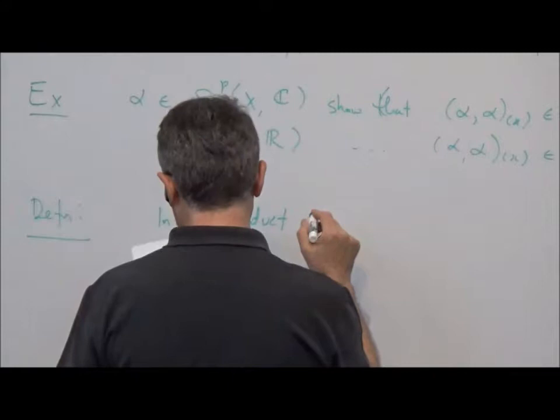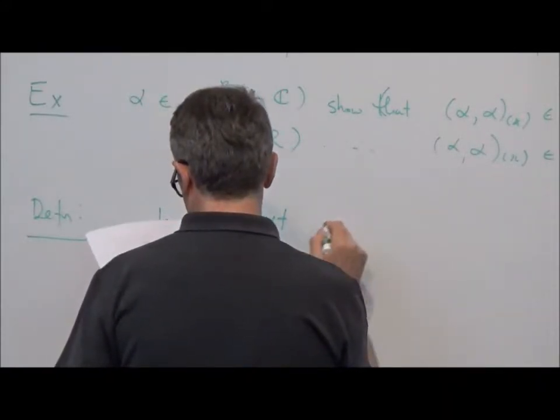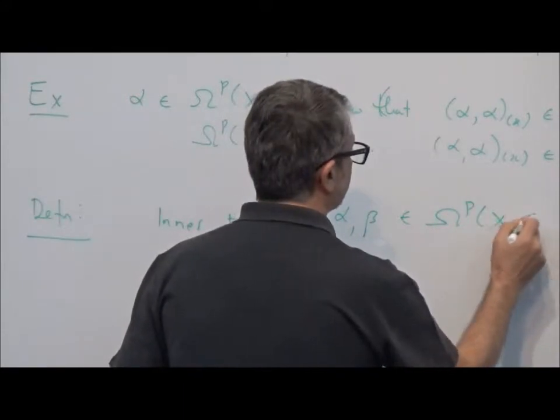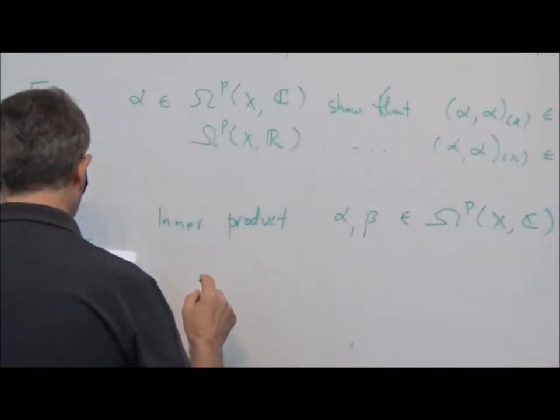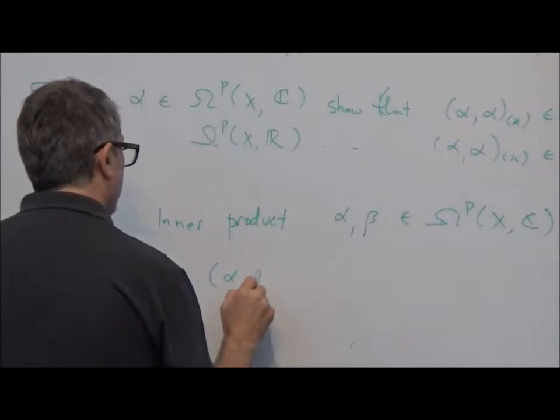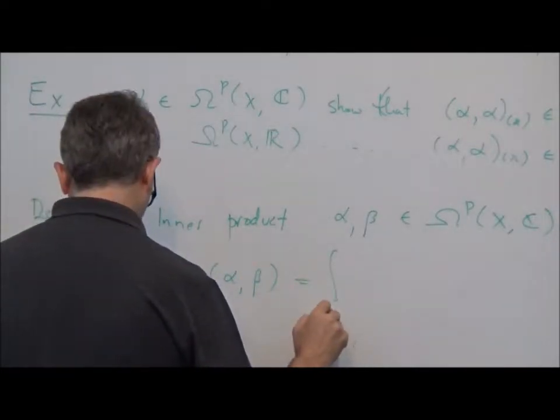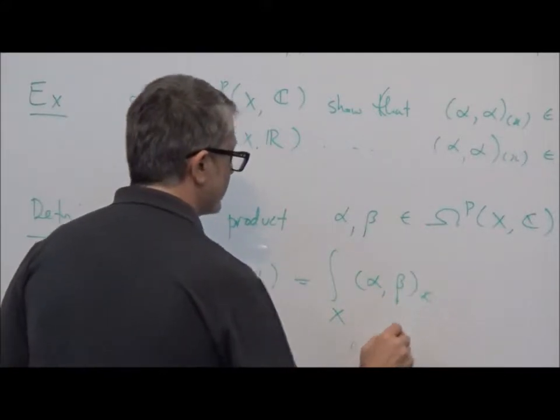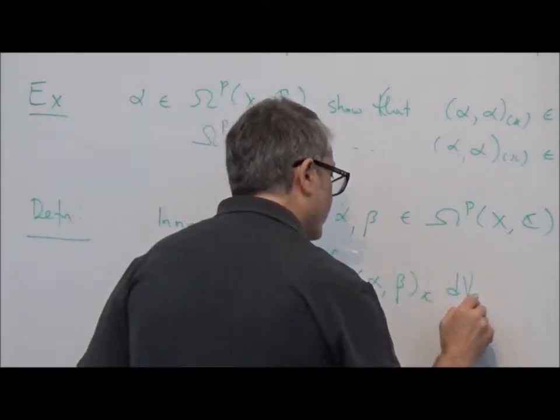Okay, inner product for alpha, beta, which are now in omega p x c. Remember, these are complex, and this is not the pointwise inner product, but the inner product which is defined on the entire space. And the way you define it.